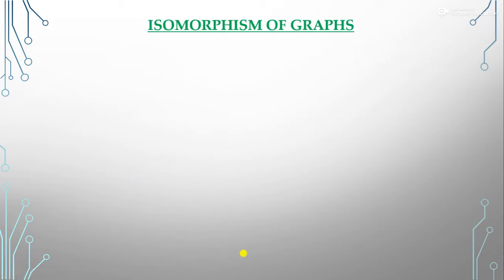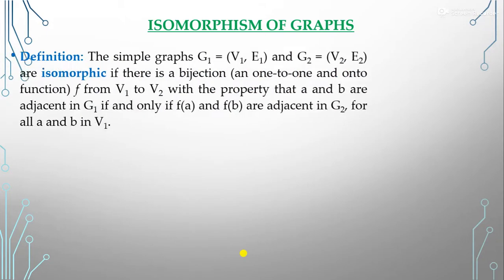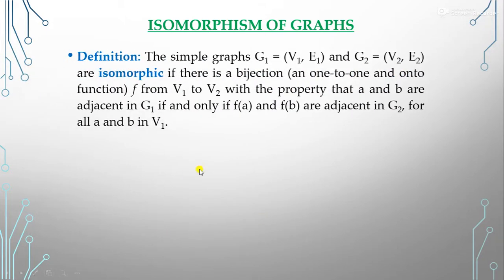Now come to the isomorphism of graphs. So what is isomorphism? Take the simple graphs G1, with vertices V1 and edges E1, and G2, with vertices V2 and edges E2. They are isomorphic if there is a bijection, meaning these two graphs follow the property of bijection. And what is a bijection? You know that in functions you read about the bijection. If our function is one-one and onto, that is the bijection.